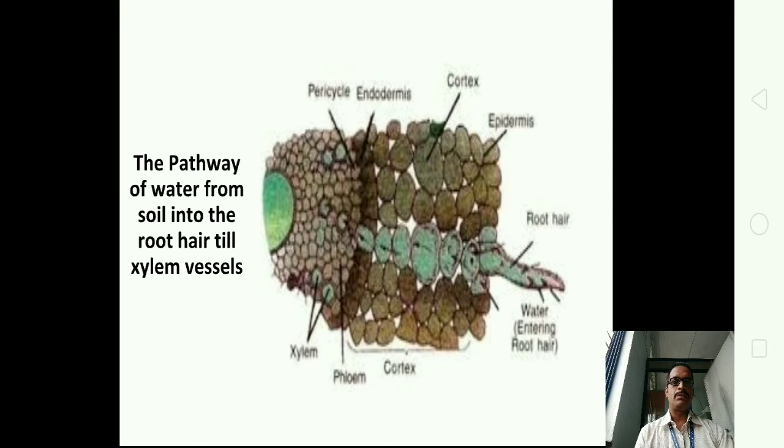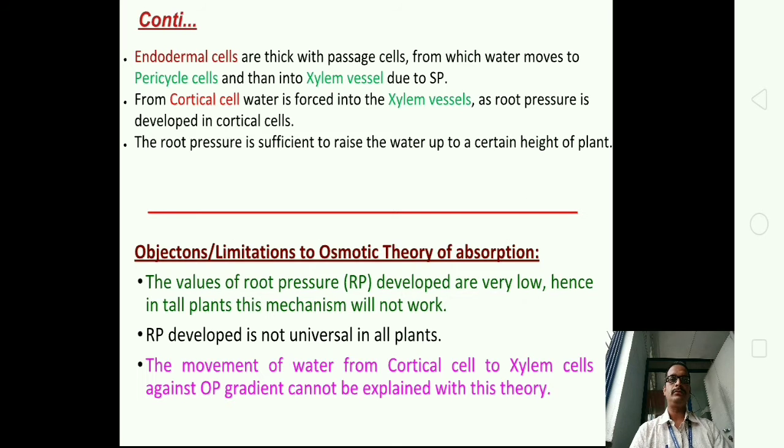This picture shows the pathway of water from the soil into the root hairs. In this picture we can see the water molecules from the root hair being absorbed through the epidermis, then passing through the cortex, then the endodermis and the pericycle, and it enters into the xylem of the plant.